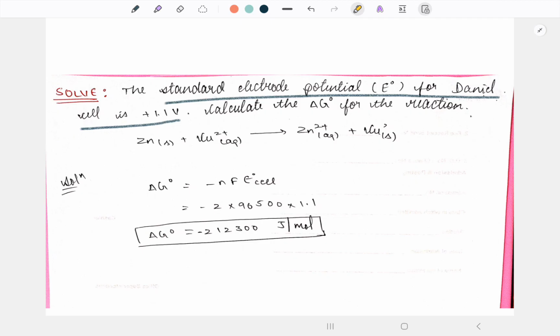In the next video, we will be completing the conductivity of electrolytic solutions and its measurements, and we'll study the NCERT for both the parts at the same time.